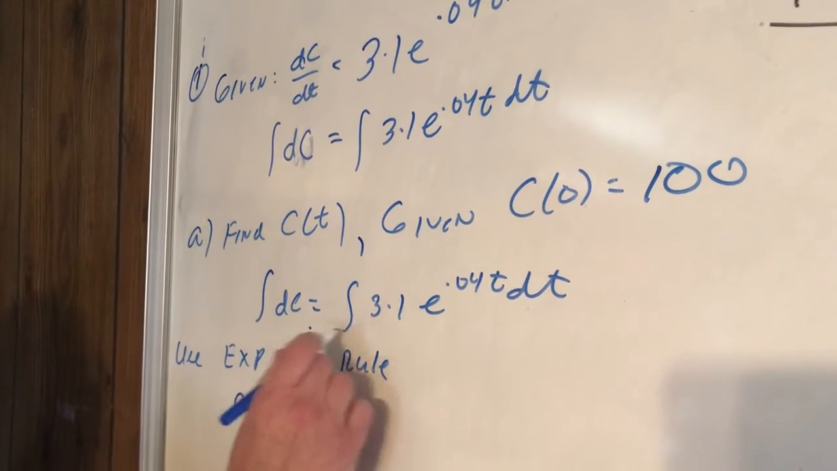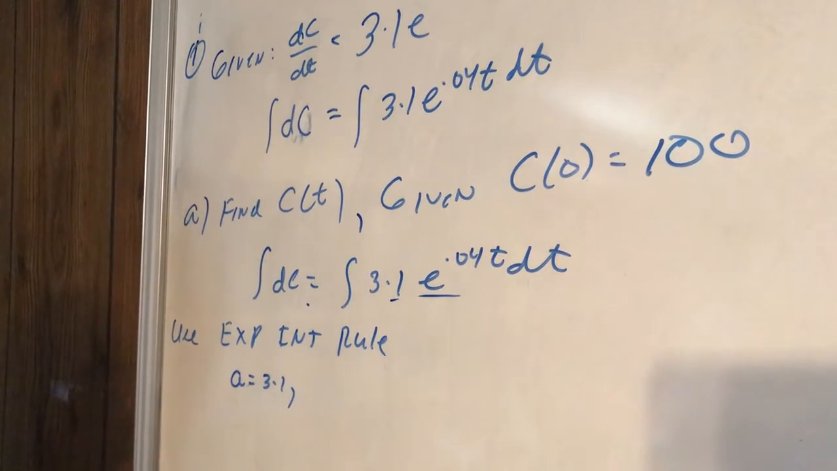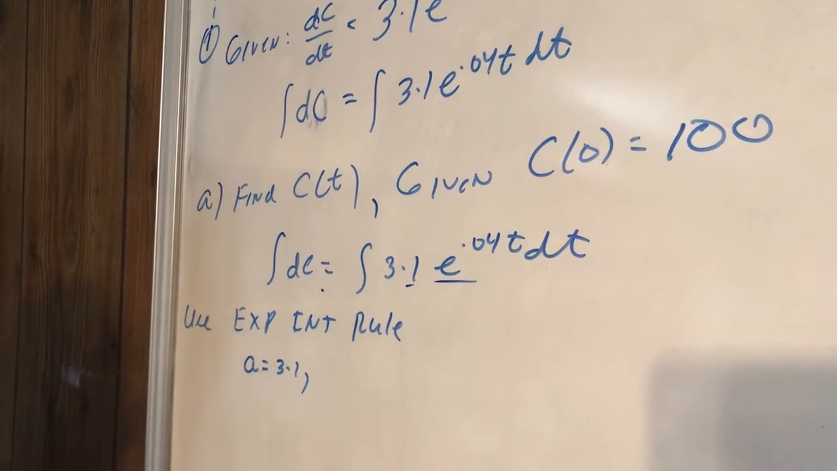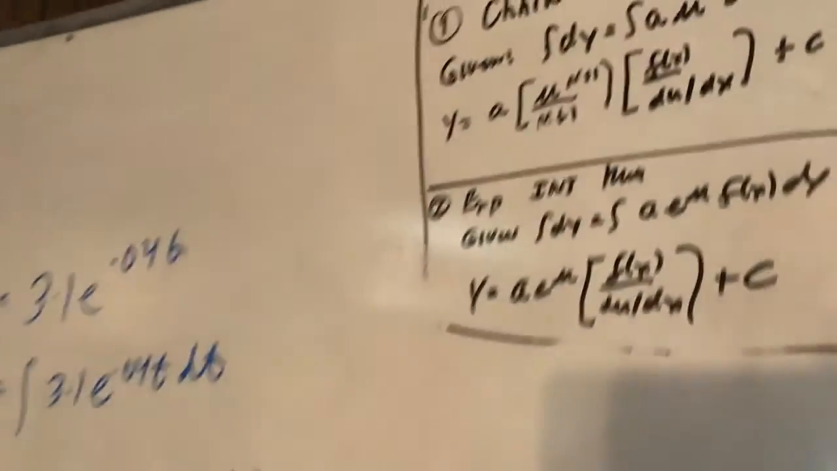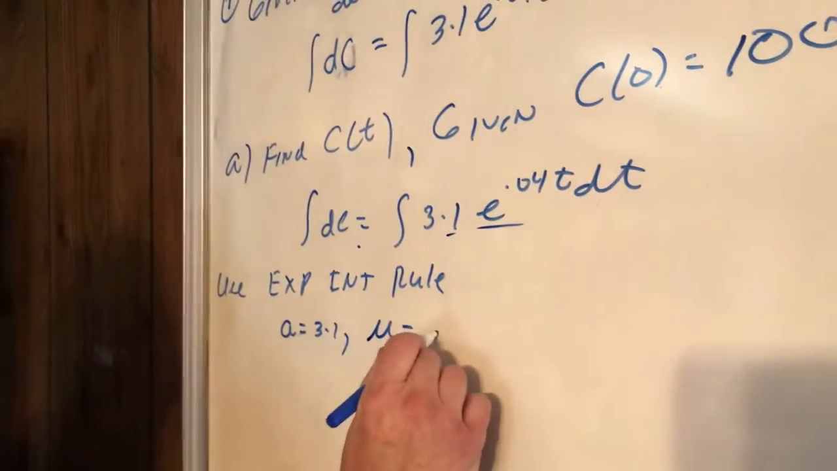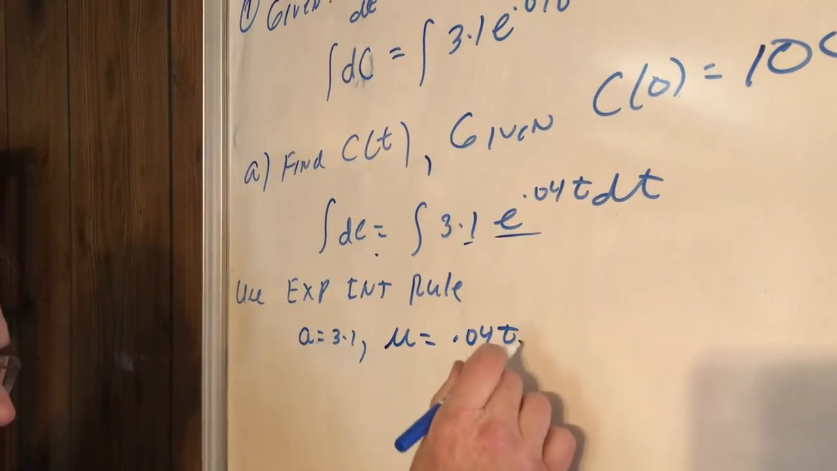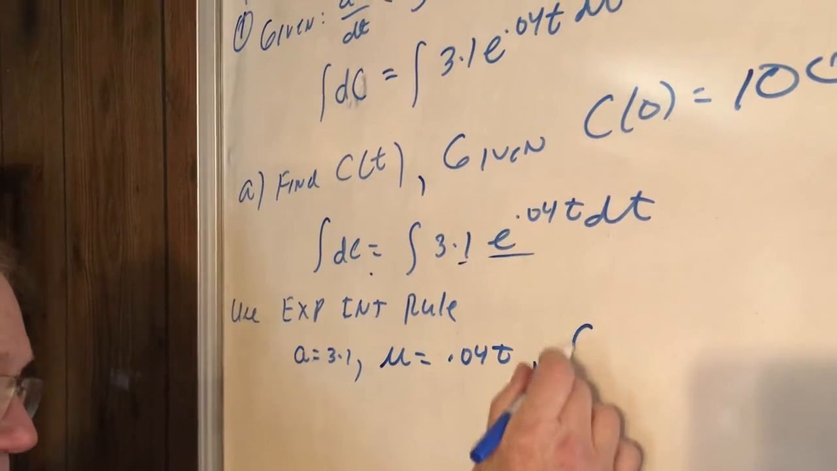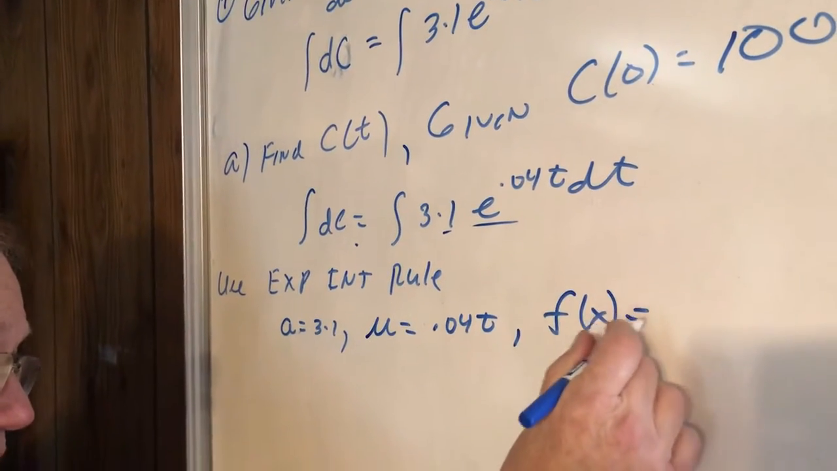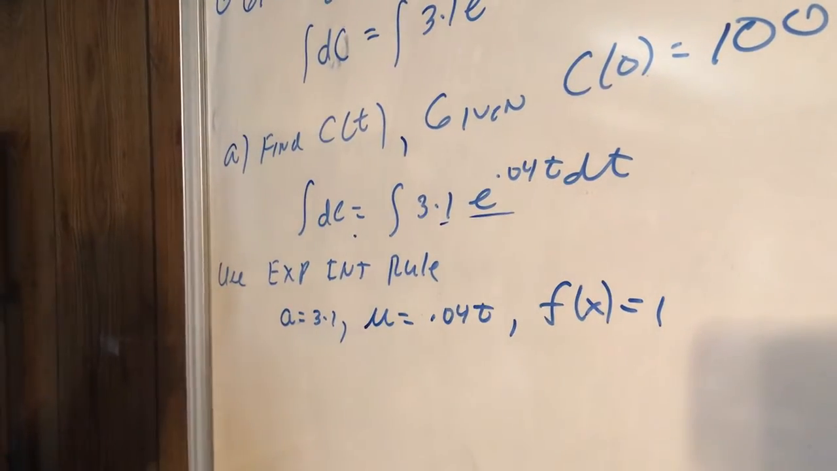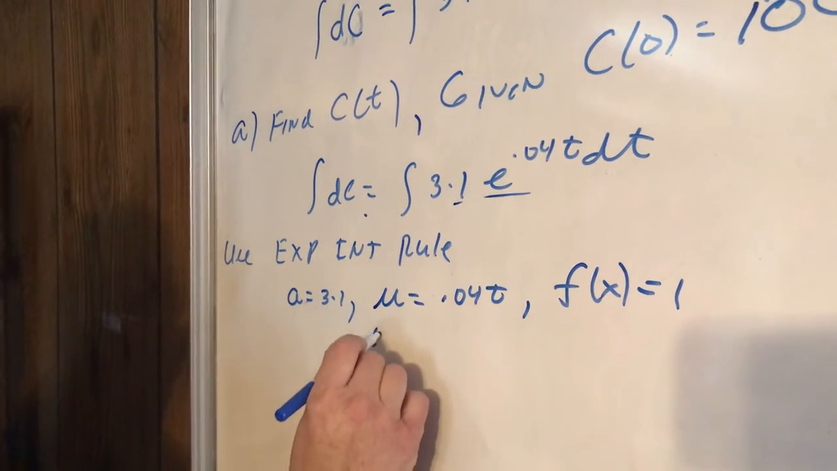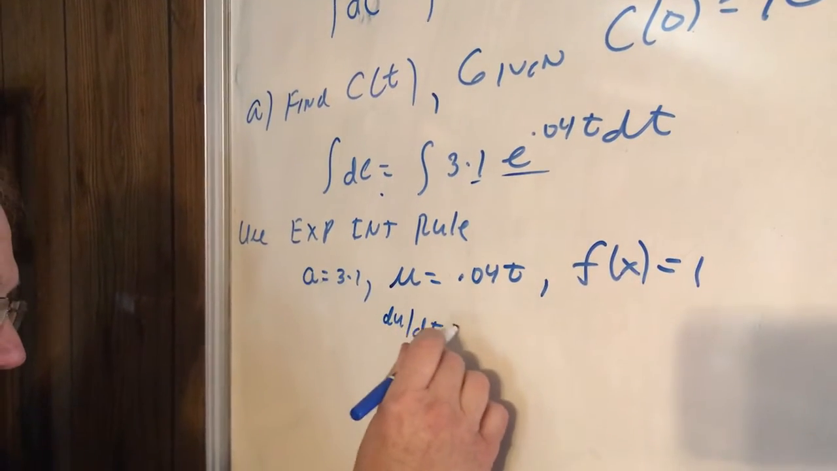Take the integral of dC with respect to t. That is the exponential integration rule up there. I have to find a. U is always the power of the exponential. F of x, there is only one. There is no f of x in there, so you assume it's 1. And du/dt is 0.04.